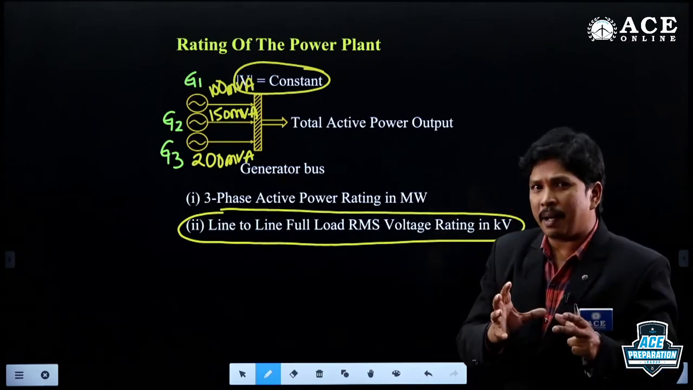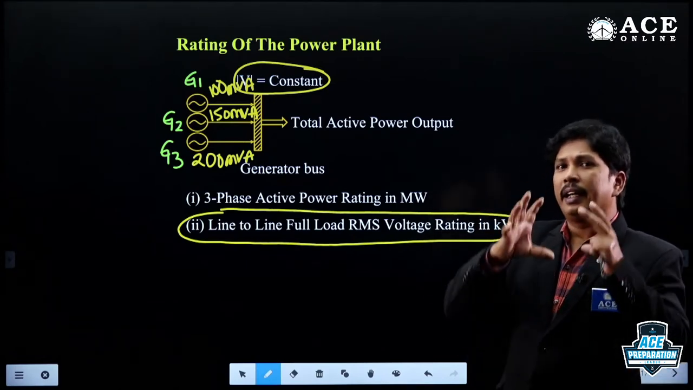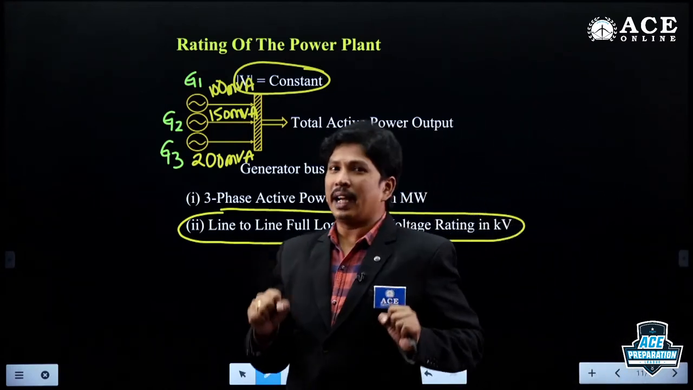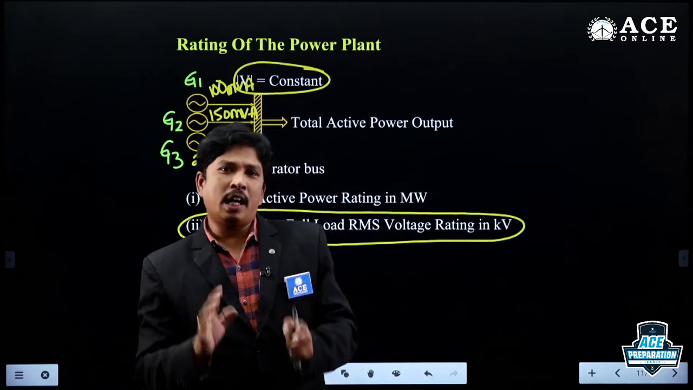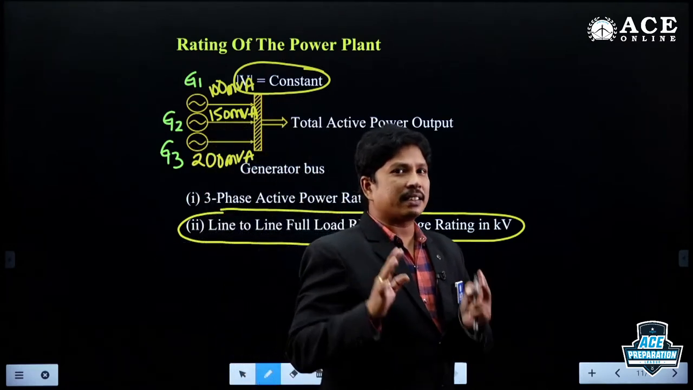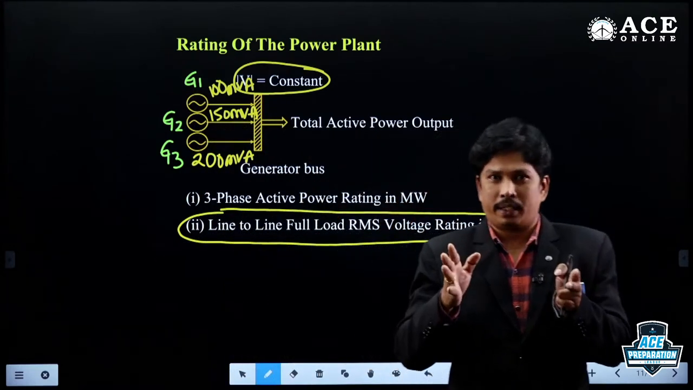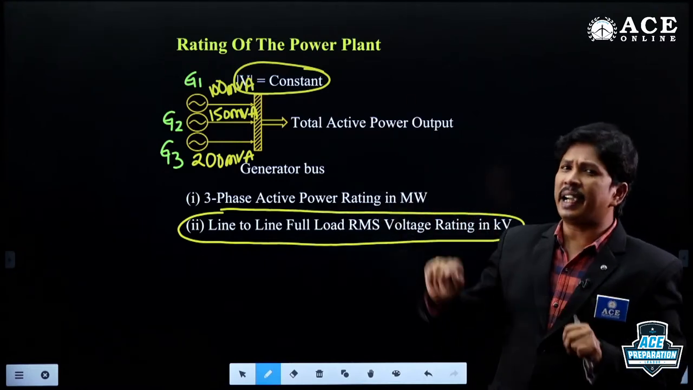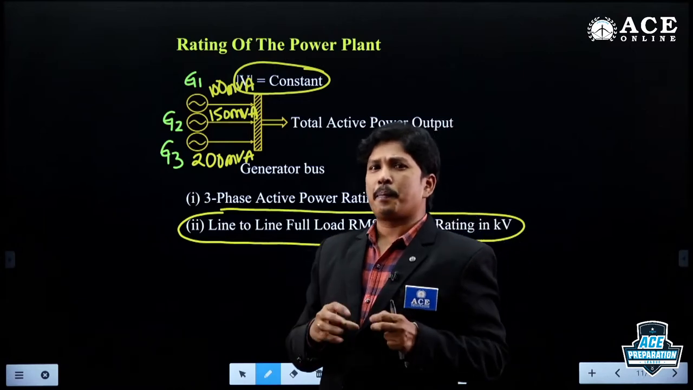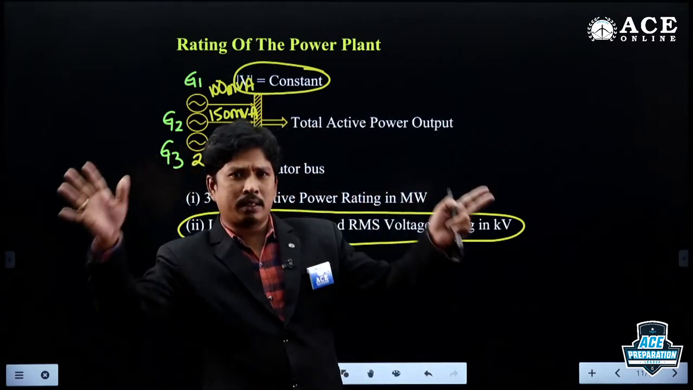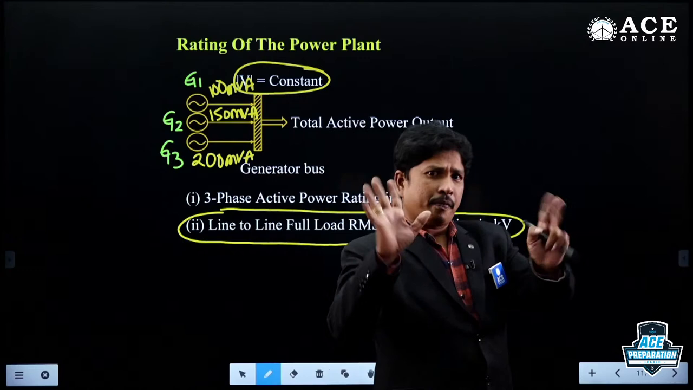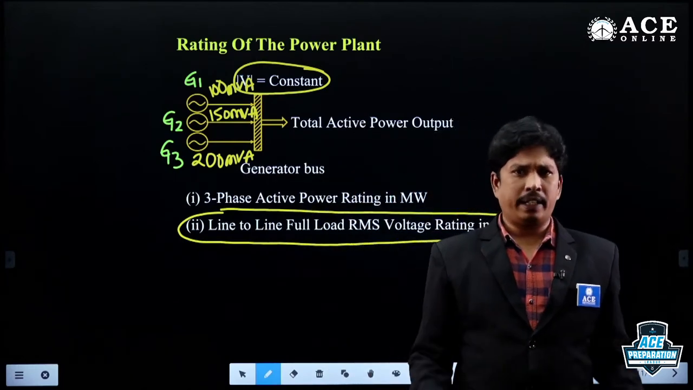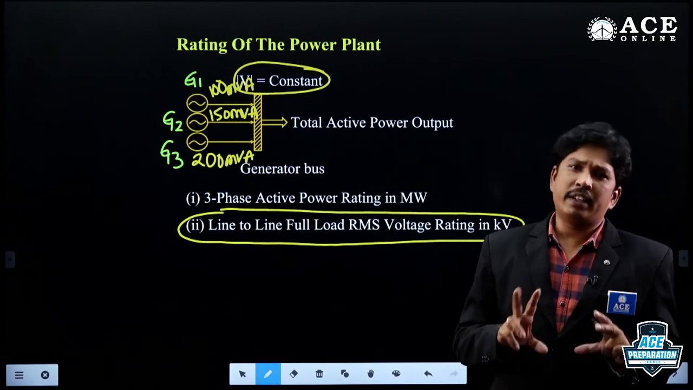Now, coming to here, as the turbine is a mechanical element, it knows only about the active power. It does not know about the reactive power. Therefore, the power plant rating is always in megawatt, not in MVA. Search for the ratings of your power plants. Search for Raichur power plant. What are the power plants you have in the Karnataka state? Search for the ratings of the power plants. All are rated with megawatt rating only. They will never give the MVA rating.